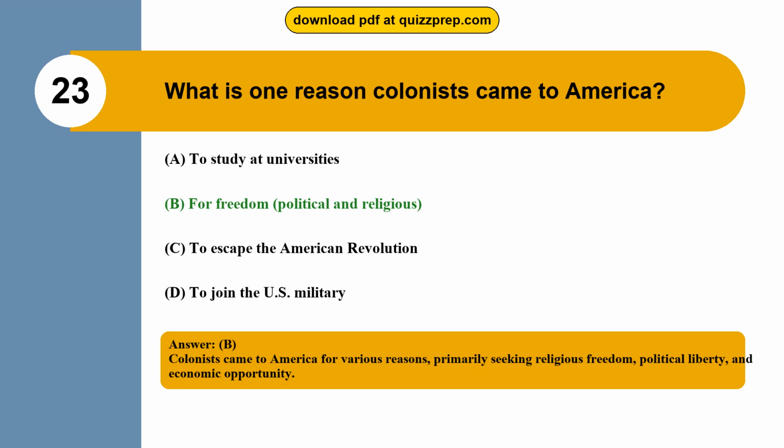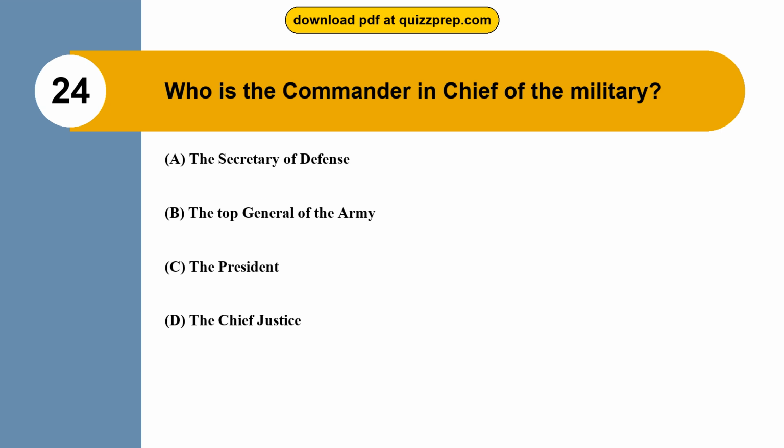Colonists came to America for various reasons, primarily seeking religious freedom, political liberty, and economic opportunity. Question 24. Who is the Commander-in-Chief of the military? Option A, the Secretary of Defense. Option B, the Top General of the Army. Option C, the President. Option D, the Chief Justice. The correct answer is option C, the President.